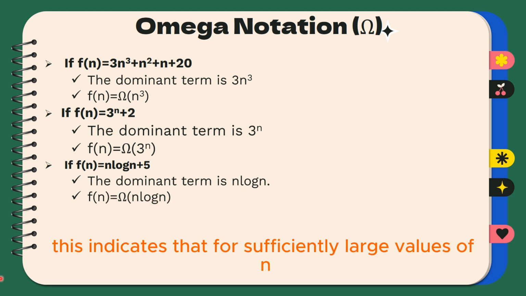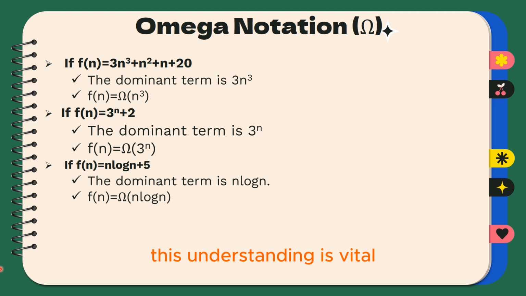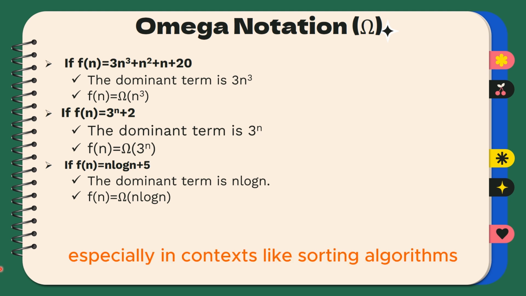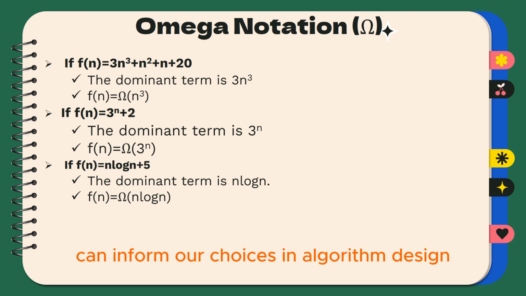This indicates that for sufficiently large values of n, the function f of n grows at least as fast as n log n. This understanding is vital, especially in contexts like sorting algorithms, where knowing that an algorithm won't perform worse than this growth rate can inform our choices in algorithm design.